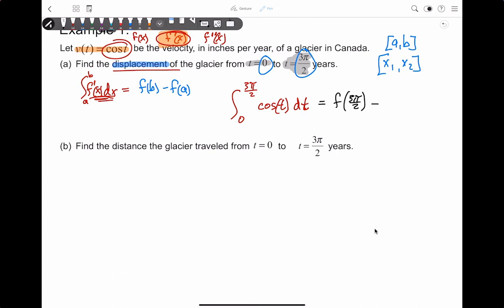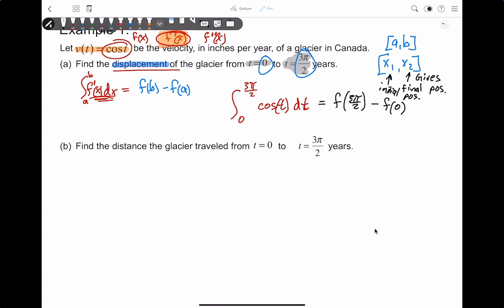Okay, so this is going to give the final position. We just have to put it in the function. And this one gives the initial position. Okay, so x1 is the initial position's x value. So it'll be f of 3 pi over 2 minus f of 0.